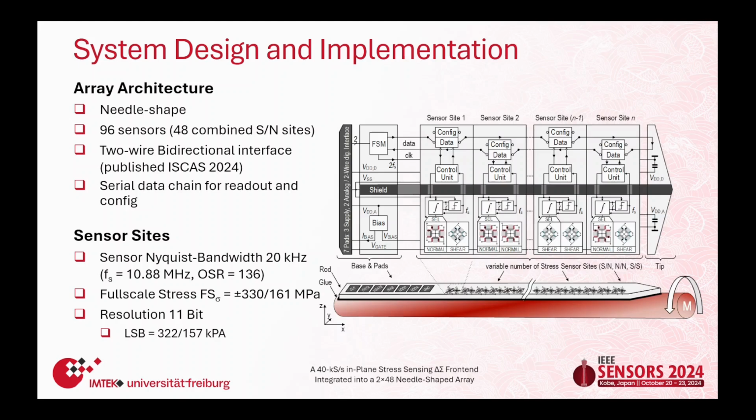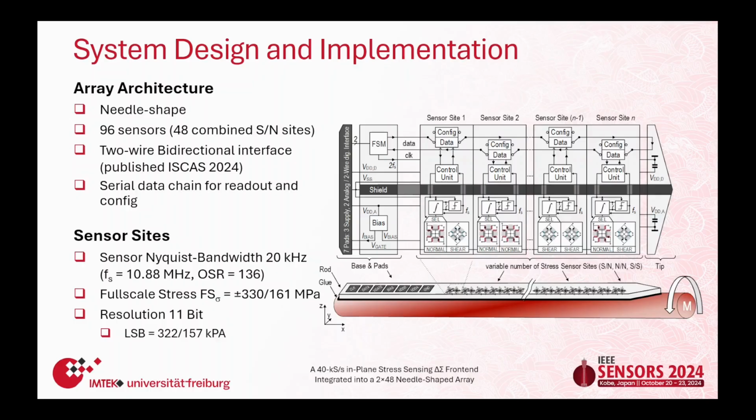We have 96 sensors, which are arranged in 48 recording sites, which all have a shear and normal stress readout. The interface for a sensor can be interfaced via a bidirectional two-wire interface, where we have serial data and configuration chains. For the sensors themselves, we realized a parallel readout, which allows us to convert every sensor at a bandwidth of 20 kilohertz.